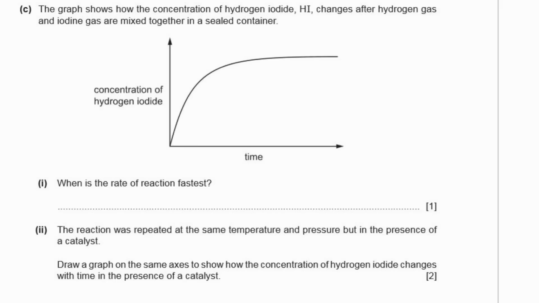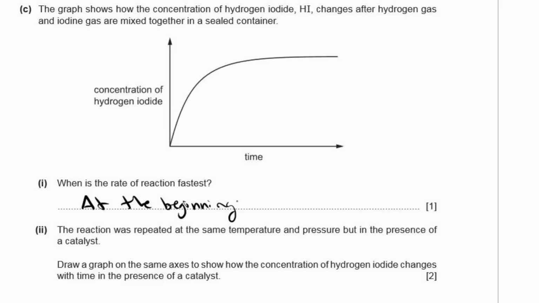C. The graph shows how the concentration of hydrogen iodide, HI, changes after hydrogen gas and iodine gas are mixed together in a sealed container. So, when is the rate of reaction fastest? It doesn't have exact time, so you just say beginning, middle, or end. The fastest rate is at the beginning. Then it slows down, and at the end it's stopped. So at the beginning.